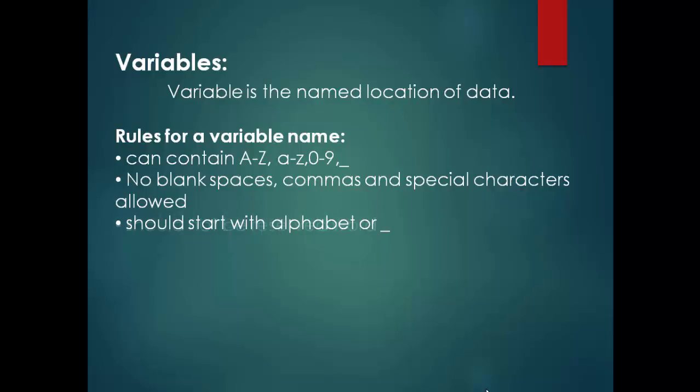The last rule is that we should not use a predefined word by C language like if, while, for, etc. So these words are known as reserved words. This is in brief about variables. Let's move on to data types.